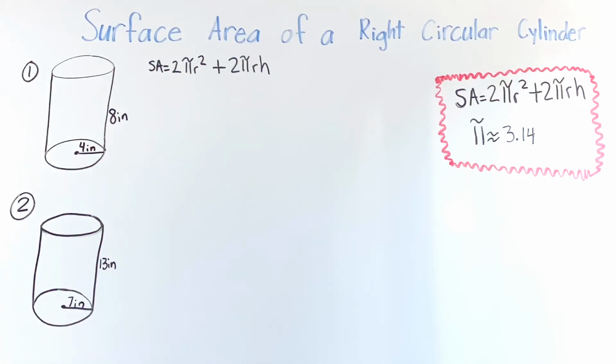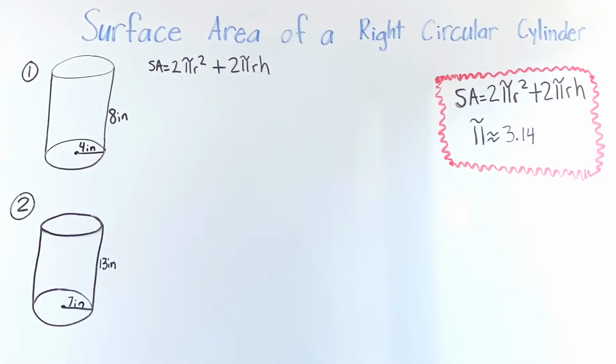In today's video, we're going to be working on the surface area of a right circular cylinder. The formula is 2 pi r squared plus 2 pi r times height. We're getting the 2 pi r squared from the area of the base, which is a circle, and the formula for a circle is pi r squared.